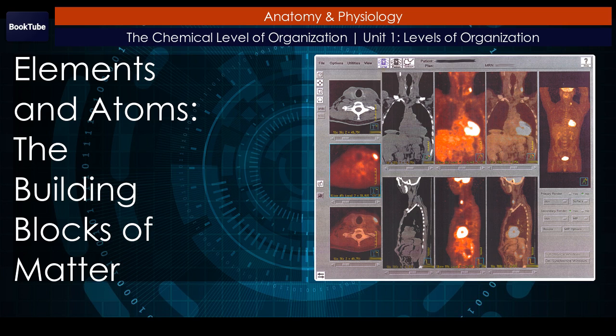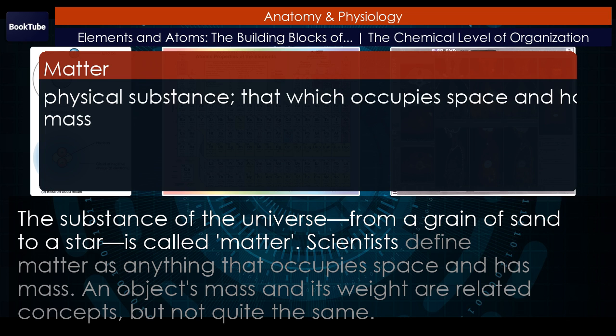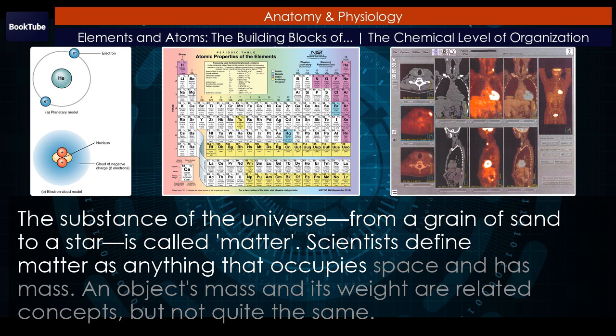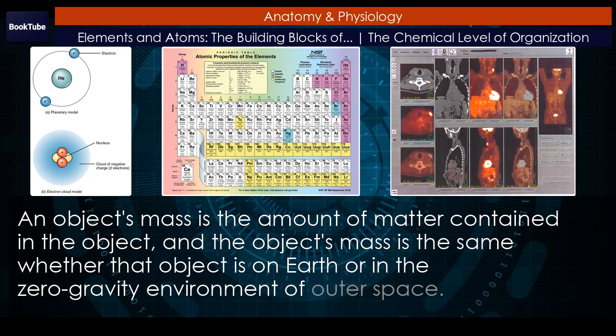Elements and atoms, the building blocks of matter. The substance of the universe, from a grain of sand to a star, is called matter. Scientists define matter as anything that occupies space and has mass. An object's mass and its weight are related concepts, but not quite the same. An object's mass is the amount of matter contained in the object, and the object's mass is the same whether that object is on Earth or in the zero-gravity environment of outer space.